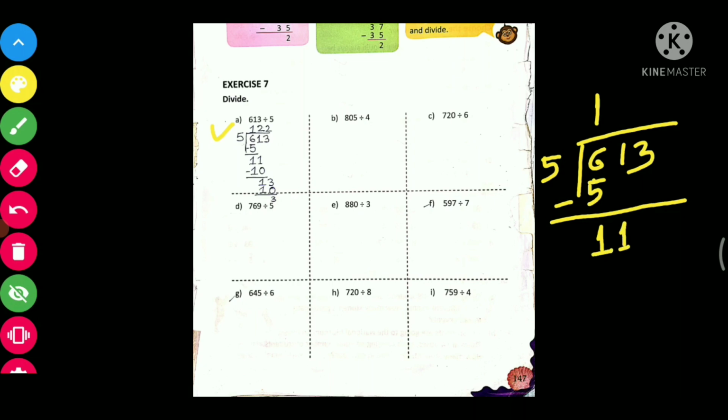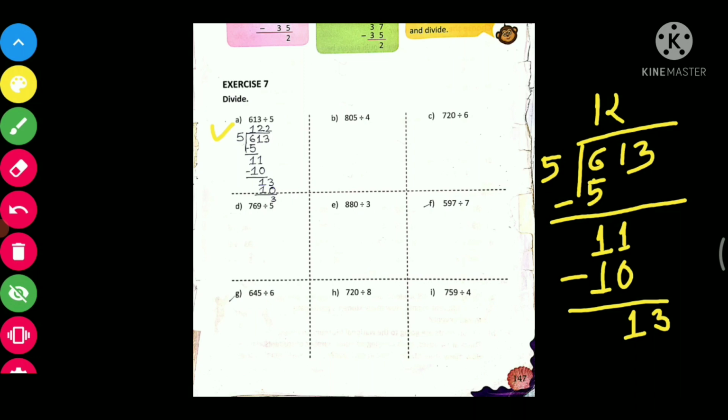Now we know that 11 is not there in 5. 10 is there, which is smaller than 11, right? And we can also find it in the multiplication table of 5. So 5 2s are 10. Again we'll do subtraction. So this 1 will be here, and now this 3 will come down.